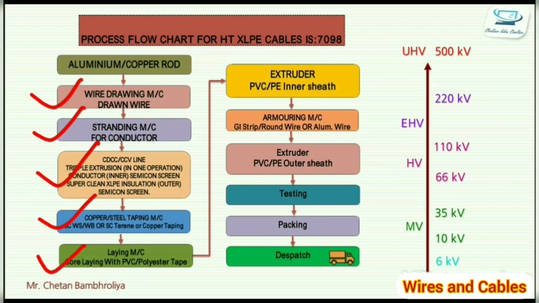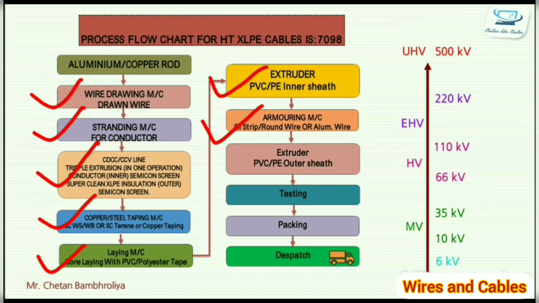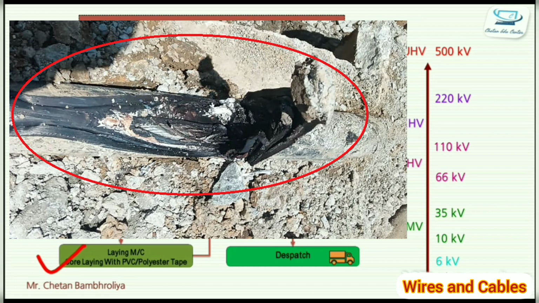Then the next process is known as inner sheathing, and the machine required is the extruder. According to the size of the cable we have to choose the extruder. And the next process is armoring. After the inner sheathing, the mechanical strength is provided by this armoring. There are different types of armoring: GI strip, round wire, or aluminum wire can be used. This is totally to provide mechanical protection to the cable.